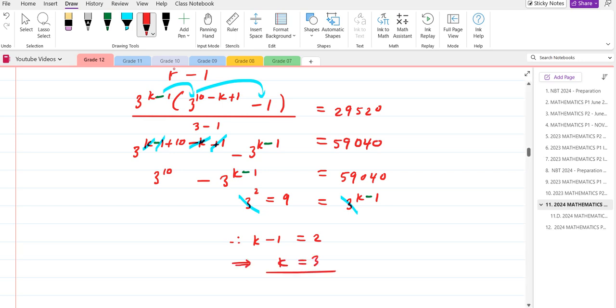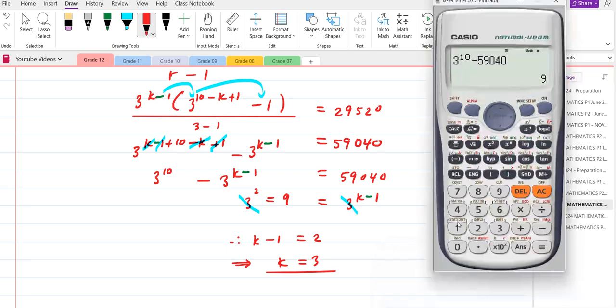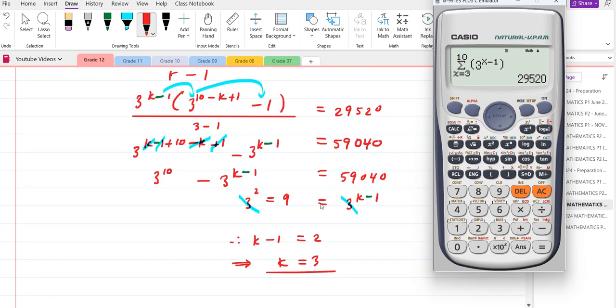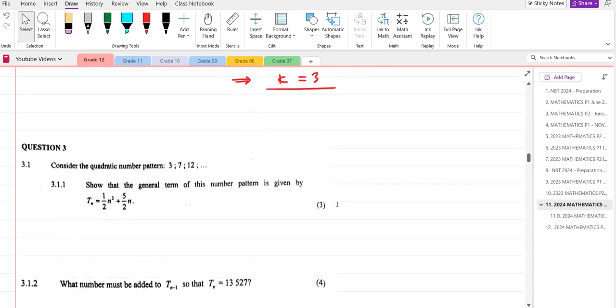Now I'm going to show you this on the calculator. There's a nice sigma notation here that you can put, shift sigma, and I'm going to sum from 3 to 10. Right, and that was 3 to the power, don't use p now, I'm changing the counter to x minus 1, and see what's my answer? 29,520. So I know my answer is correct. Right, so let's continue on to the next problem.